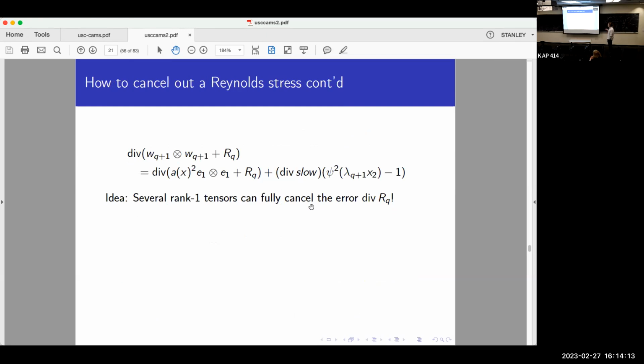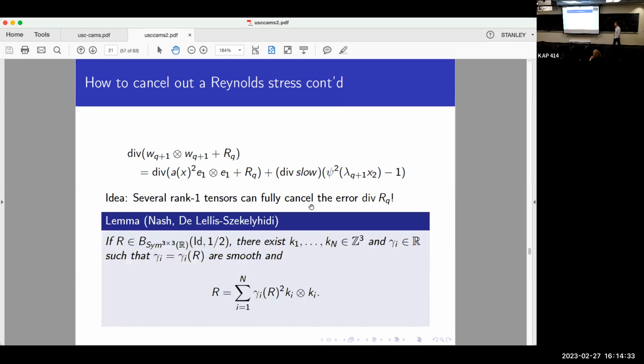Okay, and the beautiful idea that's originally due to Nash is that, well, if you take this alone, it cannot cancel out R. This is just a rank 1 matrix. Obviously, it cannot cancel out an arbitrary symmetric tensor. However, if you take several of these rank 1 tensors, it can fully cancel out an arbitrary matrix. And this is the key lemma that's the basis of many kinds of convex integration proofs.